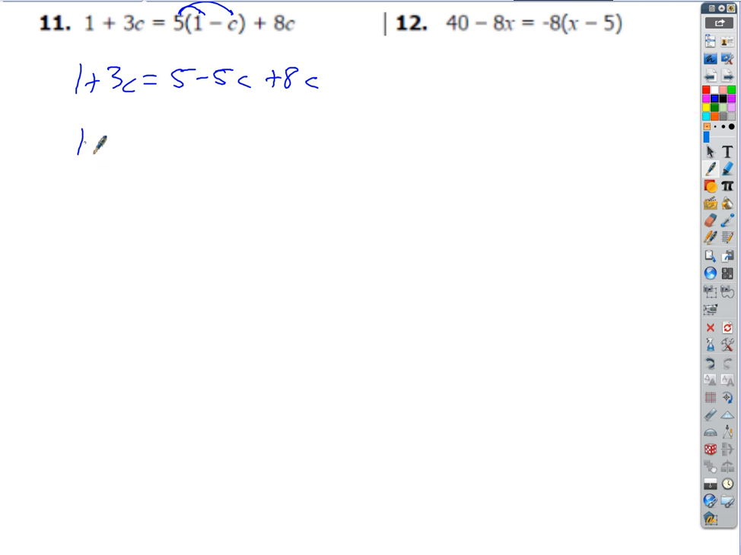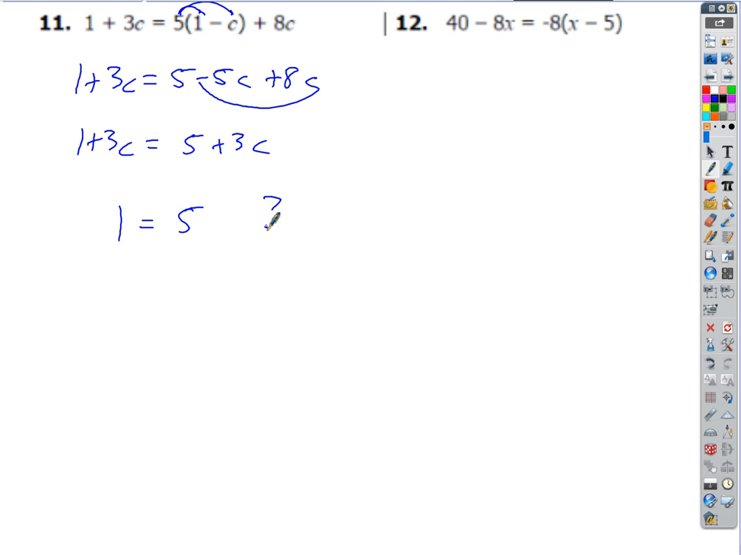What's on the right side? -5c plus 8c is 3c. So we end up with 1 plus 3c equals 5 plus 3c. Something weird happens here. Normally we would push all the c's to one side or the other, but this time, when I subtract 3c from both sides, they go away. All the variables disappear and I get 1 equals 5. What's that all about? We did the algebra correctly, and that's the answer we're supposed to get.